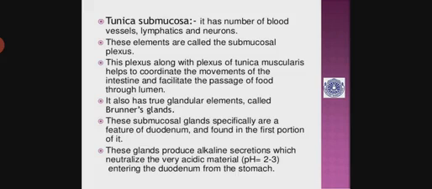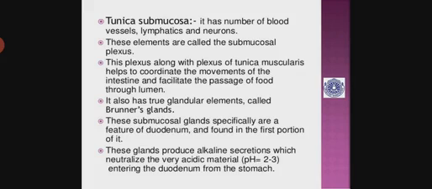Tunica submucosa. It has a number of blood vessels, lymphatics, and neurons, and these elements are called the submucosal plexus. And this plexus, along with the plexus of tunica muscularis, helps to coordinate the movements of the intestine and facilitate the passage of food through the lumen. It also has true glandular elements called Brunner's glands.